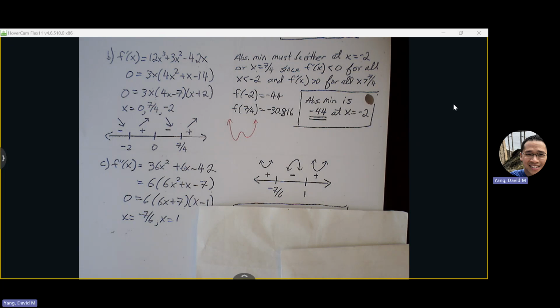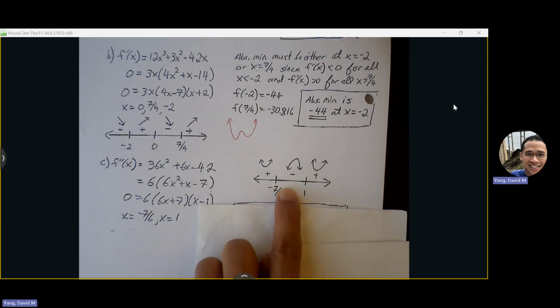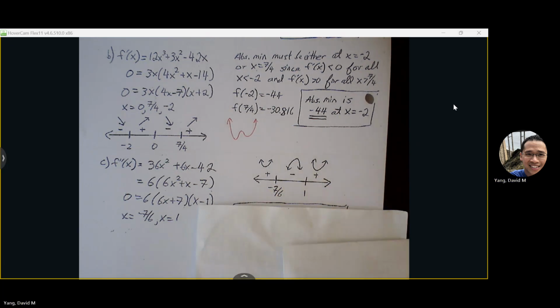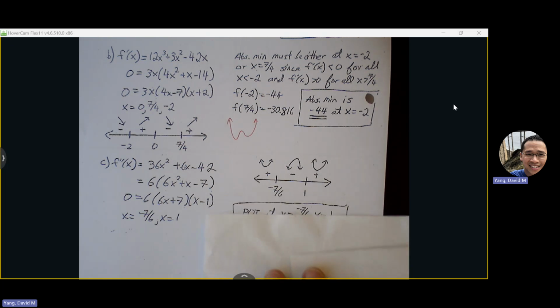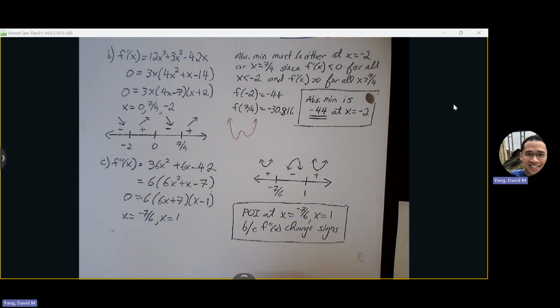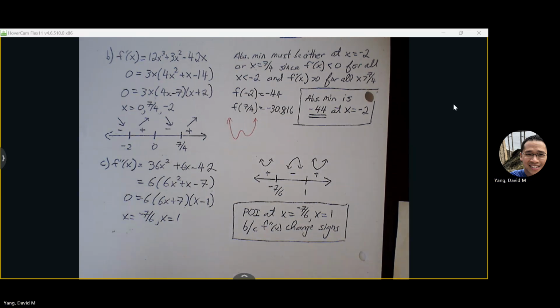We can test negative 2, we can test 0, we can test 2. And gather the signs for each subinterval. Positive would mean concave up, negative would mean concave down. Because there's a change in signs, we see point of inflection at both those critical points.